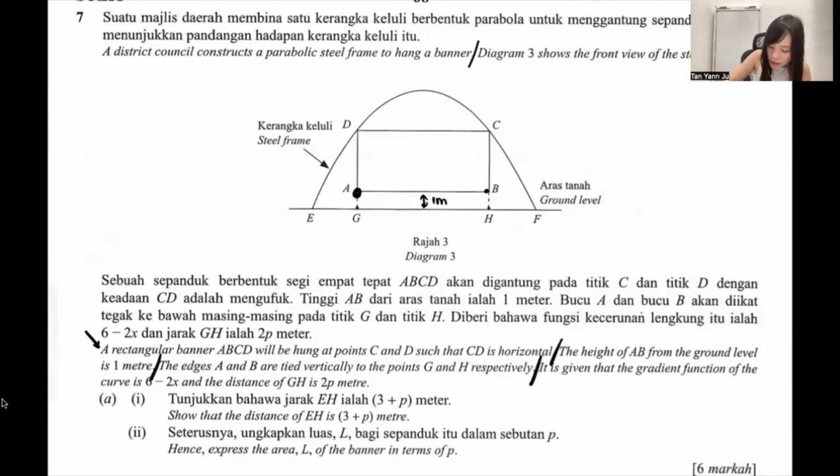So A and B are vertically up from G and H. Every single thing that is vertical or horizontal, they just try to tell you it's not slanted, okay? So it's given that the gradient function, I straight away know already, my dear.